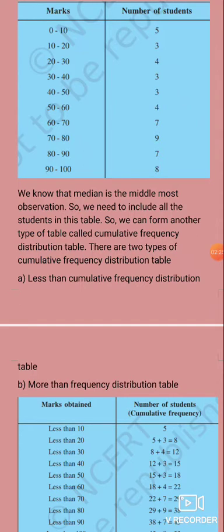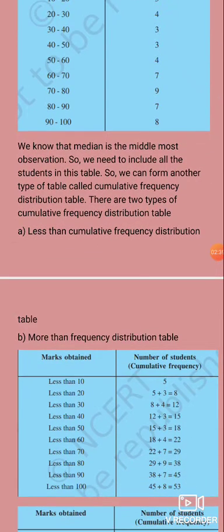Next less than 30. So less than 30, add that 8 plus 4 is equal to 12. So less than 40, add each frequencies. Okay, so 12 plus 3 is equal to 15, etc. At last, less than 100 is equal to what? Above 45 plus 8 is equal to 53. Now what is that 53? Yes, 53 is the total number of students given in this question. Okay, so at last in the less than cumulative frequency table, we get the total number of frequency. That means we include all the number of students in this table.